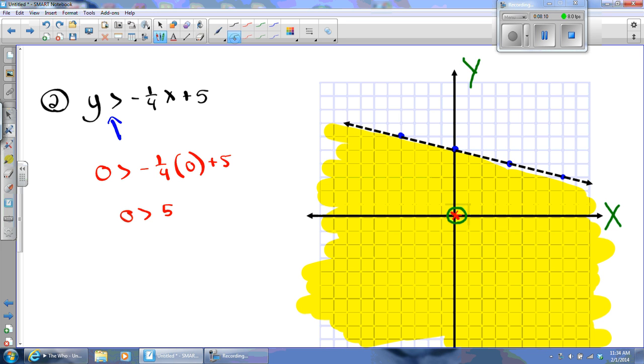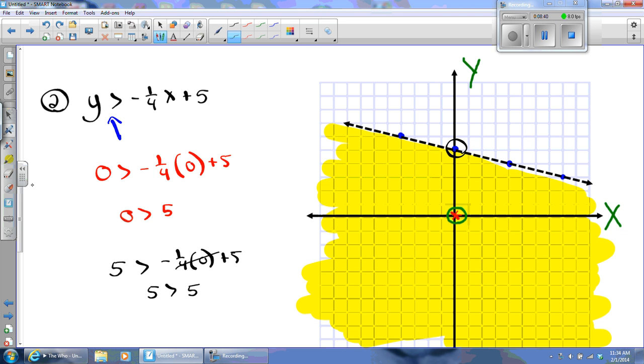Pick any point on that line you want. Let's take the y-intercept. What is it, 0, 5? Let's put 5 in for y is greater than negative 1/4 times 0 plus 5. 5 is greater than, those cancel to 0, 5. Is 5 greater than 5? Not at all. Not true. So that's why the line is broken. The points on the line aren't a part of the solution set.